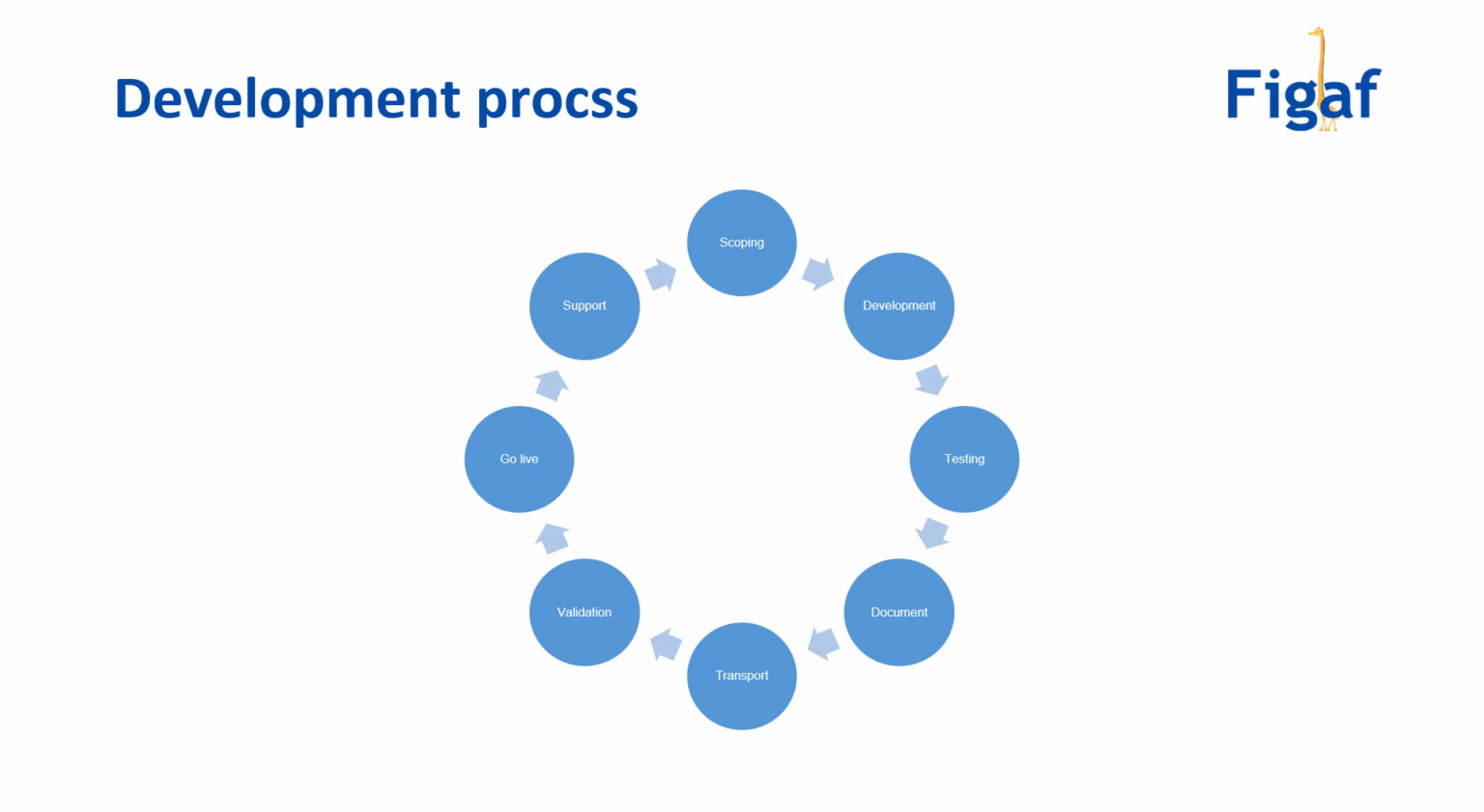You want to transport it through your landscape, and once you have transported it to your QA system, you want to validate that it works. Once you're going live, you also want to do a validation that this actually works as it is. And then you want to be able to do support on it, and support all the different interfaces that you're running in a smooth way.